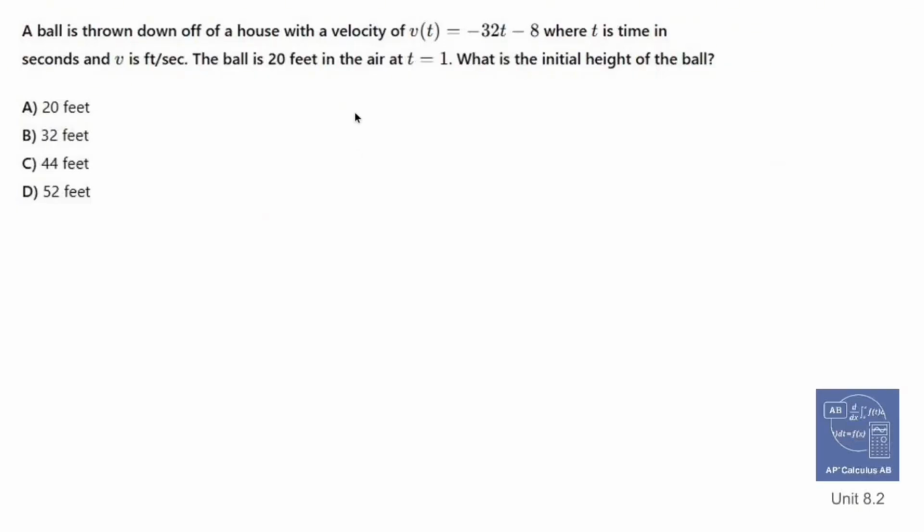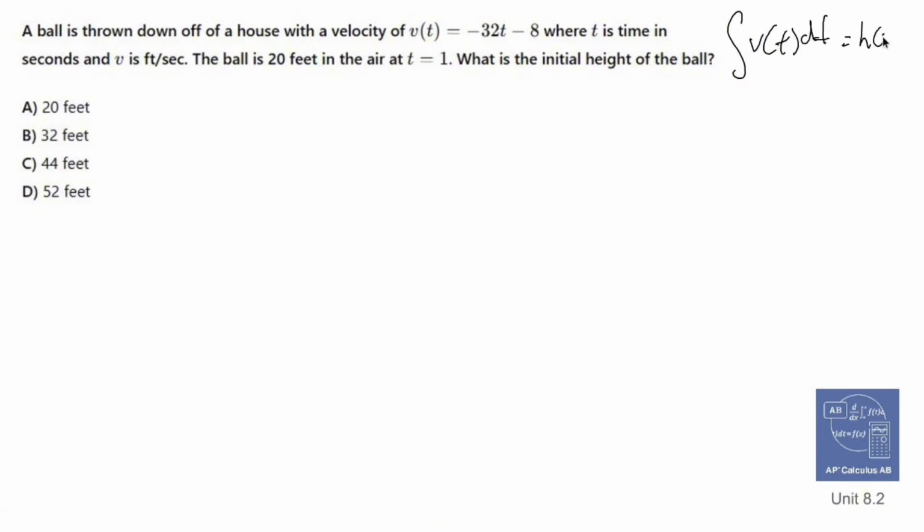A ball is thrown down off of a house with a velocity v of t equals negative 32t minus 8, where t is time in seconds and v is feet per second. The ball is 20 feet in the air at time t equals 1. In order for me to find the initial height of the ball, I need to integrate v of t dt, and that'll get me that height.